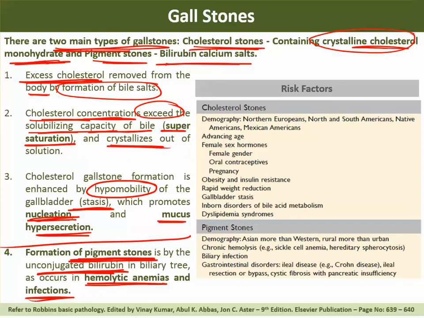So you should know there are two types of stones. One is cholesterol stones, the other is pigment stones. Cholesterol stone is nothing but cholesterol monohydrate crystals, and pigment stone is due to excess bilirubin, which joins with calcium and forms the stones.